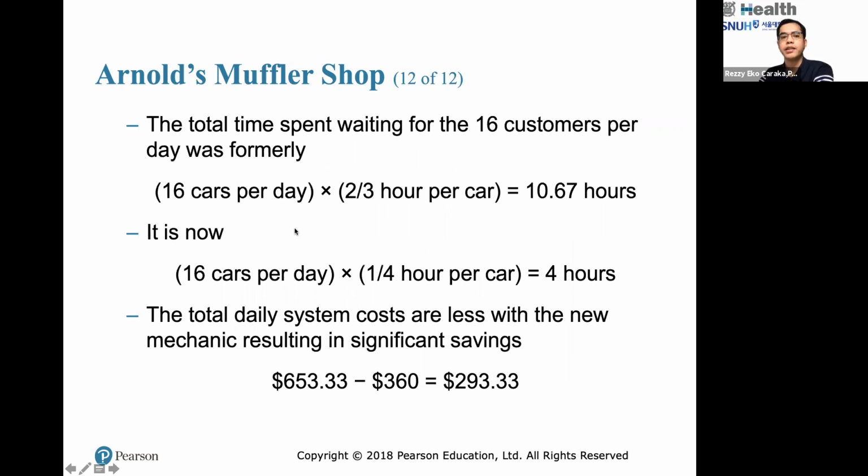And we can also calculate the total time spent waiting for the 16 customers per day. We have 16 multiplied by 2/3, which gives about 10 hours, or you can say 11 hours. And here we get the information for the new mechanic. We have 16 cars per day, and one per 4 hours per car, a quarter hour, giving 4 hours. So we can calculate the total daily system cost, and we get $200 as the total system cost with the new mechanic, resulting in significant savings.